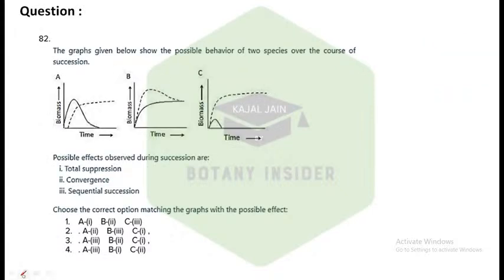Next question. Now this one is a 4-marker question. Give it a try, everyone. The graph below shows the possible behavior of two species over the course of succession. Three options are given and three graphs are given. You need to find out the possible effects observed during the succession, that is, the correct graph matching the possible effect.